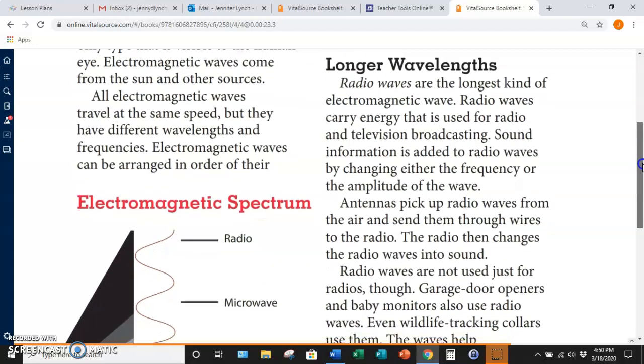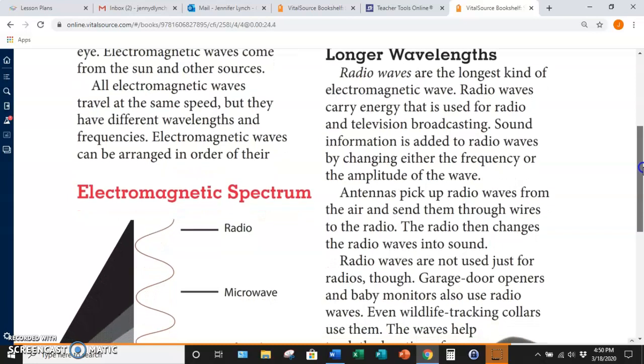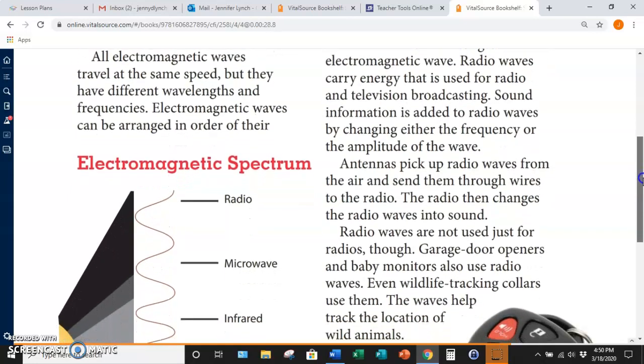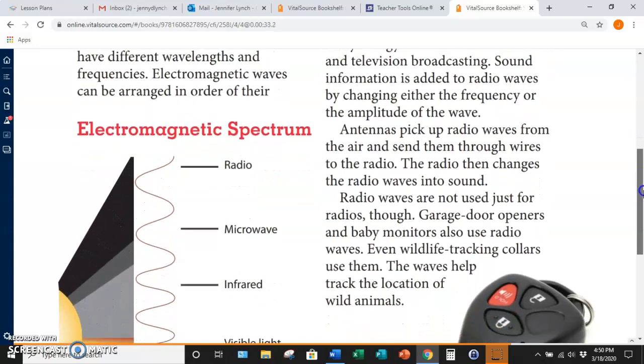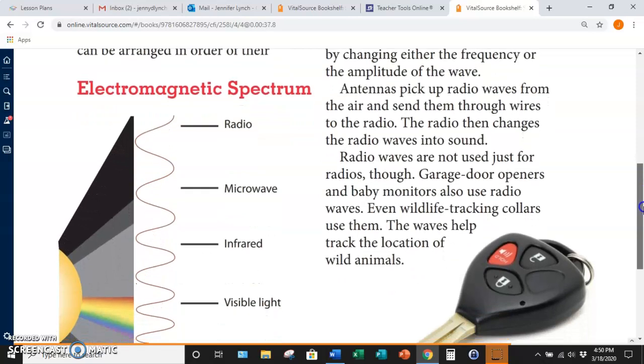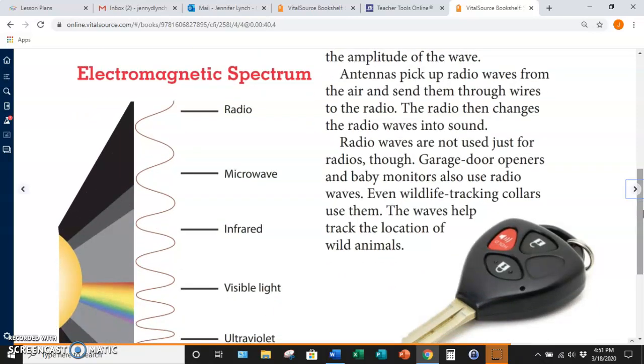Radio waves carry energy that is used for radio and television broadcasting. Sound information is added to radio waves by changing either the frequency or the amplitude of the wave. Antennas pick up radio waves from the air and send them through wires to the radio. The radio then changes the radio waves into sound.